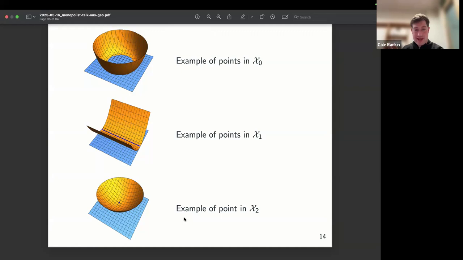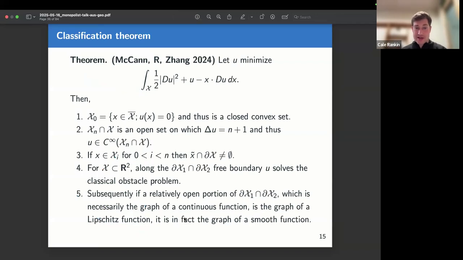We could take a support plane that hits along a line segment. That, again, in 2 dimensions would be a point in x1, or if you're a point of strict convexity, then that's a point in x2, or more generally, xn. So the first result I'm going to talk about today is the classification of these sets and the relation to an obstacle problem. And the result is as follows.